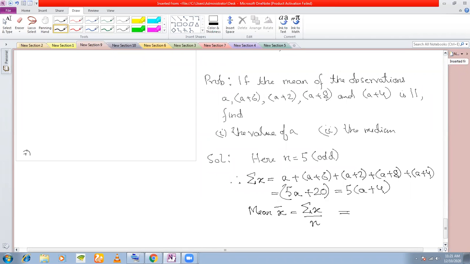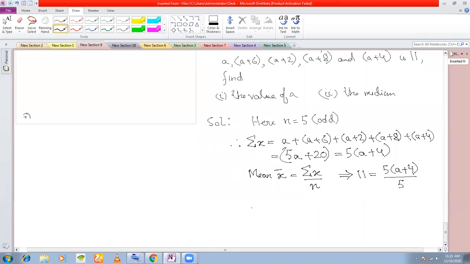The mean here is given to be 11. Summation x is 5 times (a plus 4), and the number of observations here is 5. We solve this equation now. 5 and 5 cancel. We simply get a plus 4 is equal to 11.